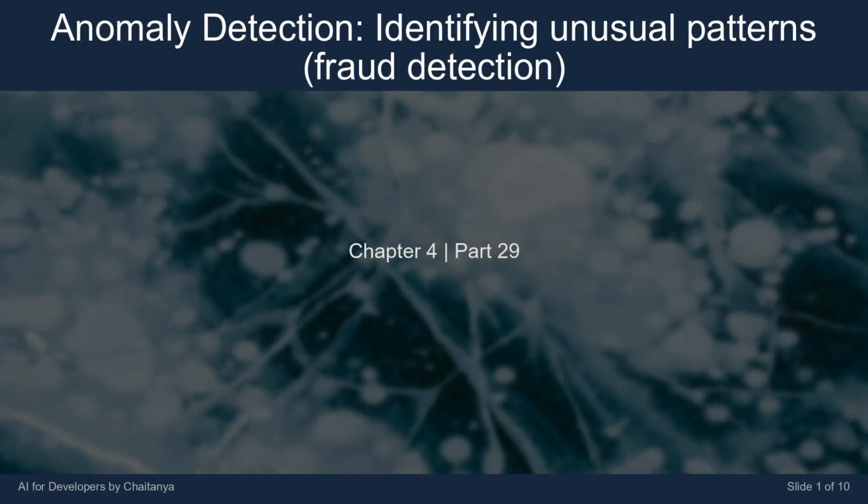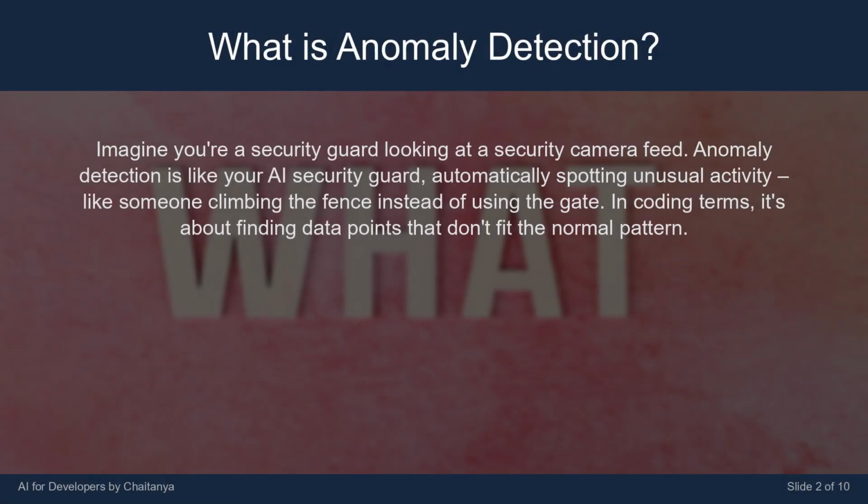I'm Chaitanya talking bot. Today's lesson is titled Anomaly Detection: Identifying unusual patterns. Fraud detection. Imagine you're a security guard looking at a security camera feed. Anomaly detection is like your AI security guard, automatically spotting unusual activity, like someone climbing the fence instead of using the gate. In coding terms, it's about finding data points that don't fit the normal pattern.